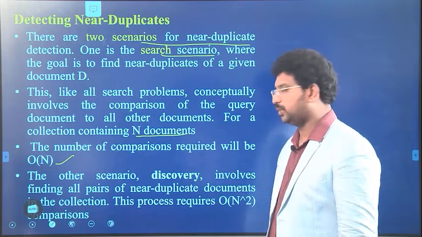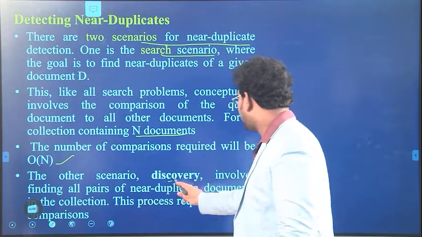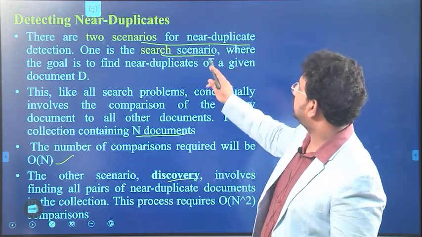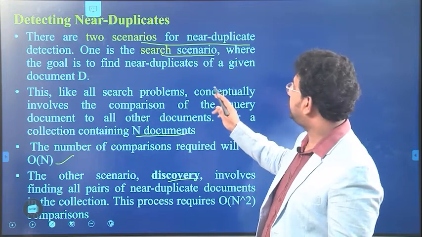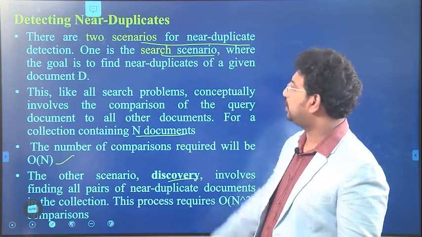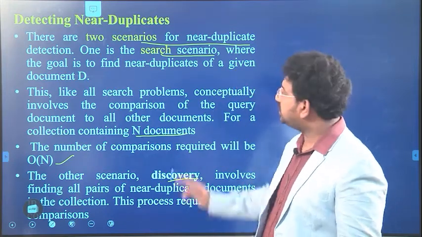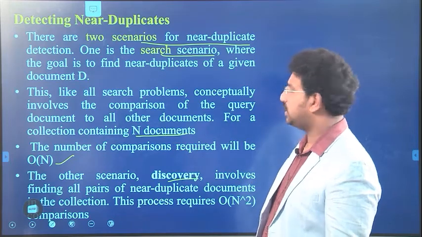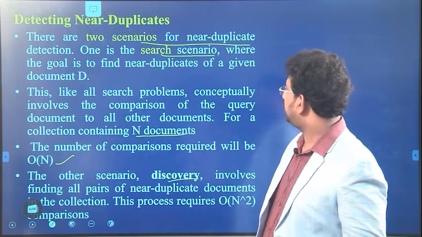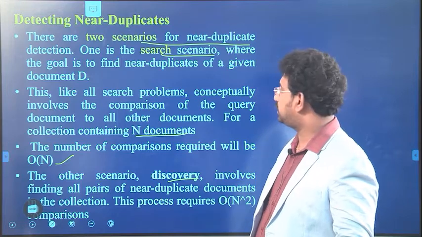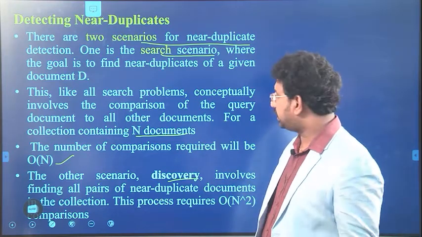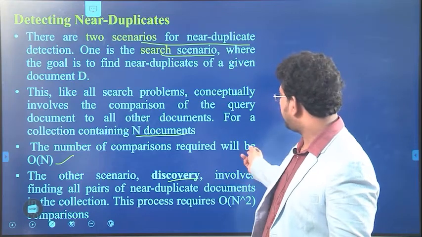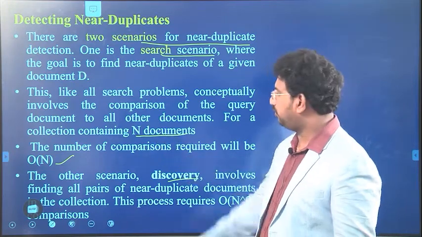The other scenario is discovery. The first scenario is the search scenario. As part of the search scenario, the goal is to find the near duplicates of the given document D. This is like all search problems, which conceptually involve the comparison of the query document to all the other documents. So the number of comparisons required will be order of N.